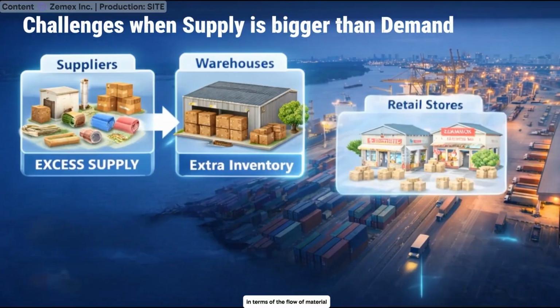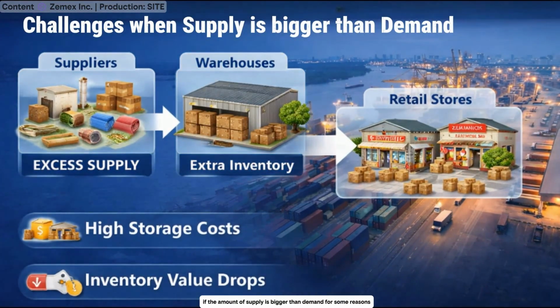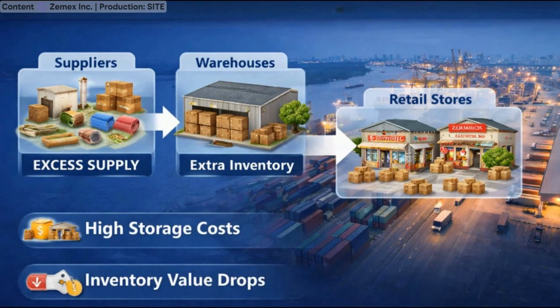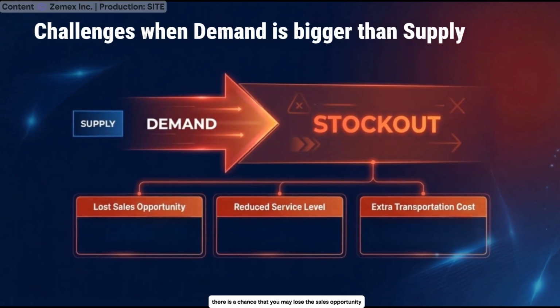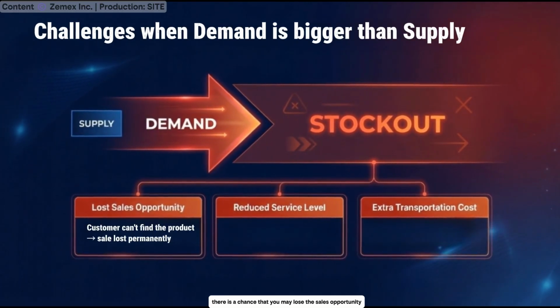In terms of the flow of material, if the amount of supply is bigger than demand for some reason, there will be extra inventories along the supply chain. Since the retail shop normally has limited space, even for display and sales, allocating extra space for inventory is such a waste and cost. In addition, sometimes the value of inventory diminishes as you cannot sell at the right time, resulting in markdown. On the other hand, if the demand is bigger than supply, there is a chance that you may lose the sales opportunity.